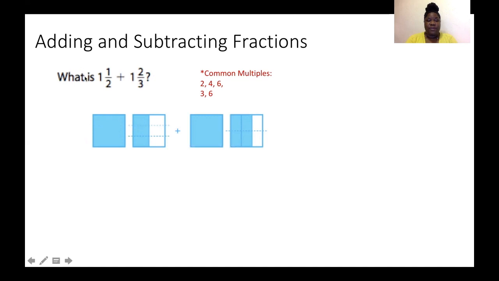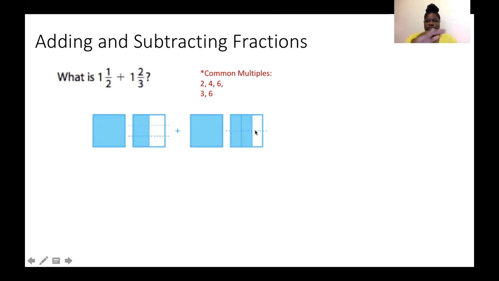Okay, with this problem I have, what is 1 and 1/2 plus 1 and 2/3? I have my common multiples of 2, 4, 6, 3, 6. So when I skip count by 2 and 3, I see my least common multiple is 6. So my common denominator is going to be 6. So I'm going to use my models again. This represents 1 and 1/2. This represents 1 and 2/3.